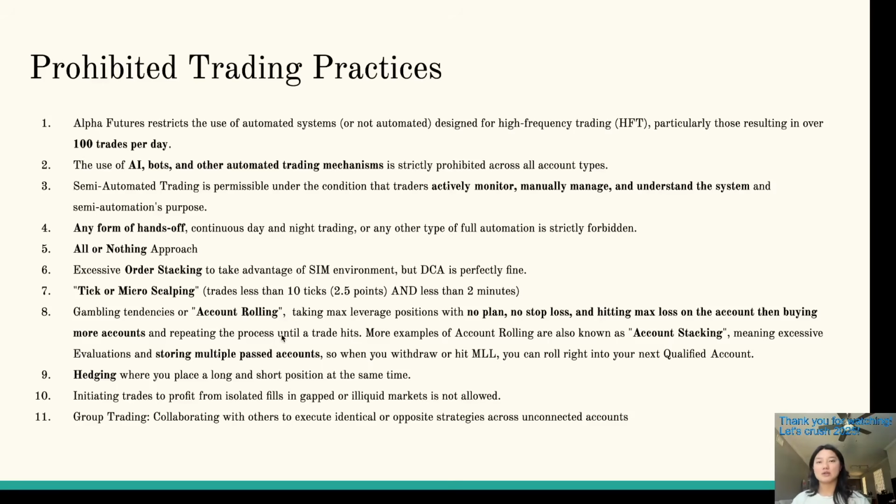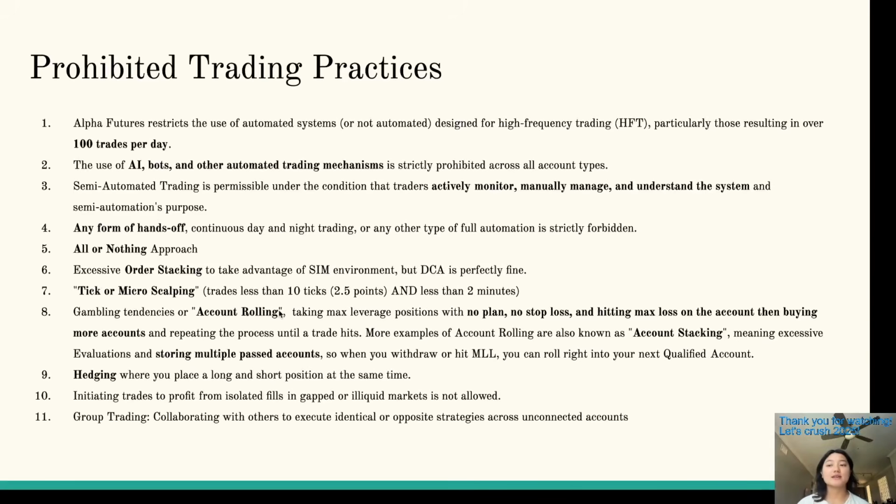But keep in mind that you are able to dollar cost average into your positions. So DCA is basically where you enter into one position, and let's say that price is going against your position, and as it goes further away from your TP, and matter of fact, you're more in the drawdown, and you start to enter into more positions to try to lower your average entry, that is dollar cost averaging, and they do approve and accept that kind of trading.